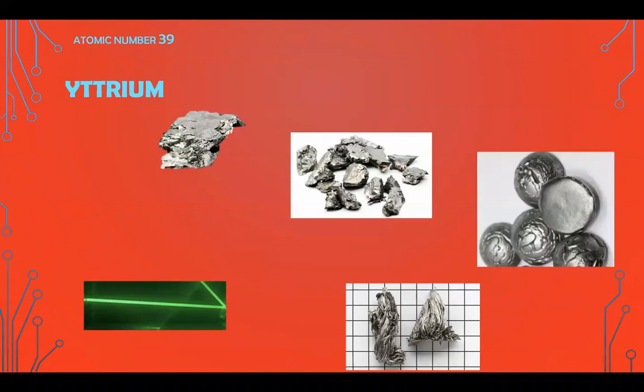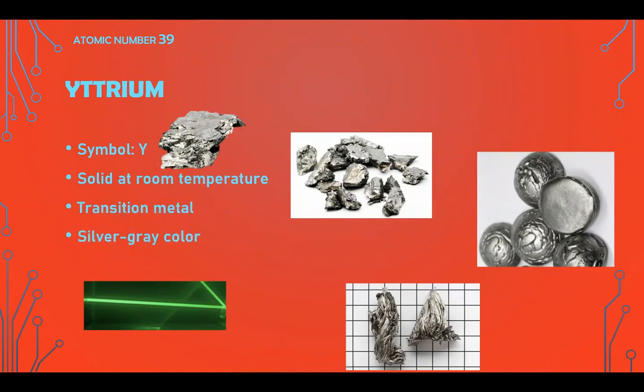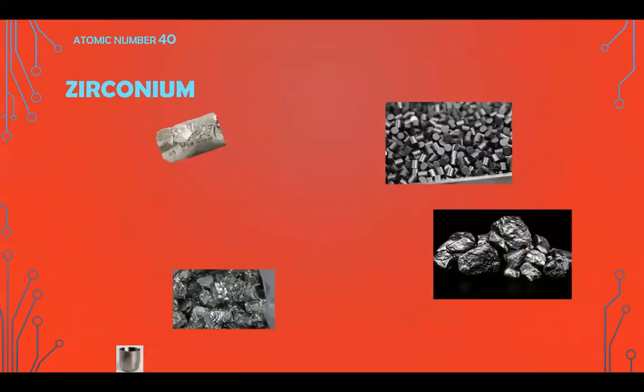Yttrium, my throat's killing me. Yttrium symbol is Y. It is a solid at room temperature. It is a transition metal. Yttrium has a silver gray color. It is used in lasers, metal strengtheners, etc.